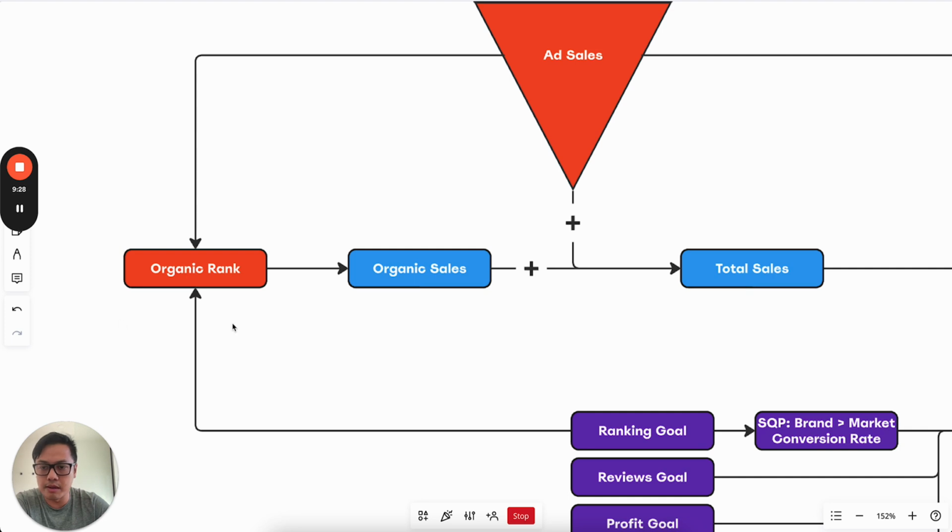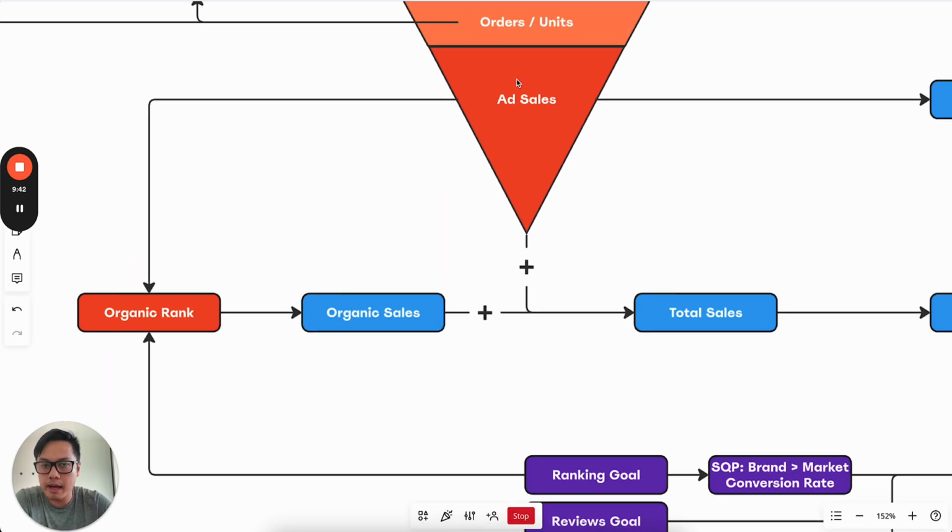And the general idea behind organic rank is, the guys that rank at the top are generally the ones that will have the best offer. So that's the best price, the best product for that specific search term. So coming back to understanding the funnel, we have ad sales, and then we can get organic rank.